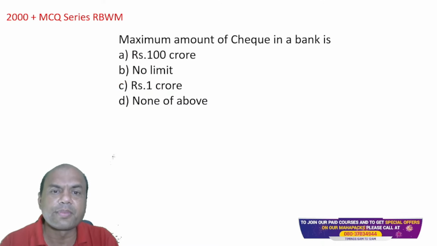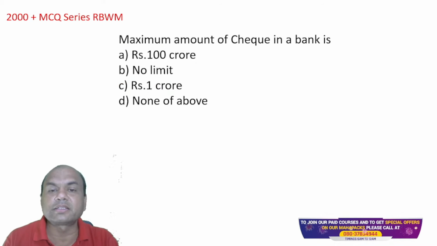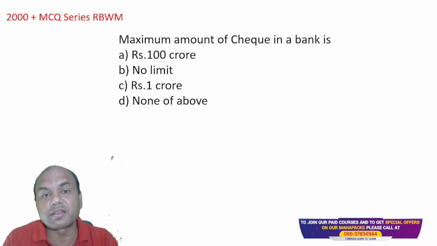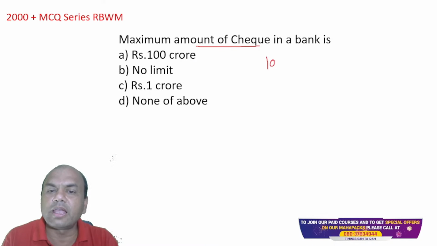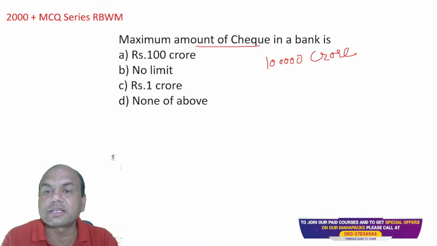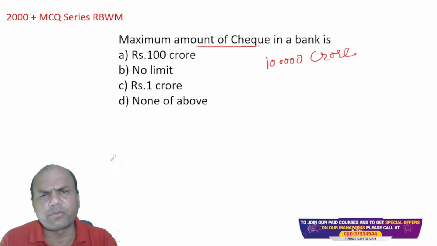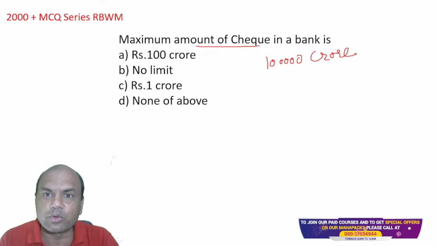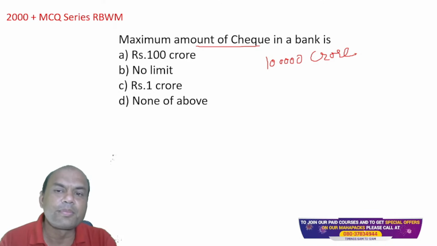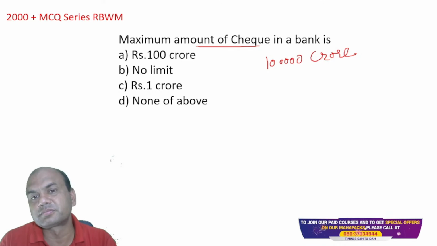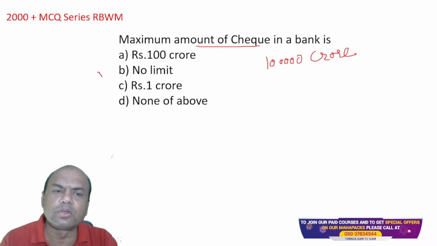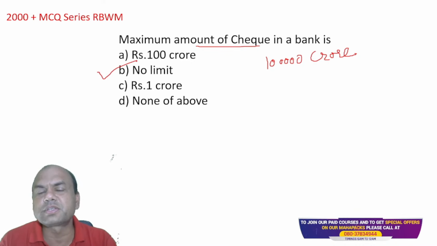Okay. What is the maximum amount of check I can write in the bank? Tomorrow if I write a check to you of, let's say, 1 lakh crore, obviously if I have the balance. I don't have that much balance, neither do you. But can I write a check of this amount? 100 crore, no limit, 1 crore, none of the above. I can write, isn't it? No limit. I can write any amount of check.